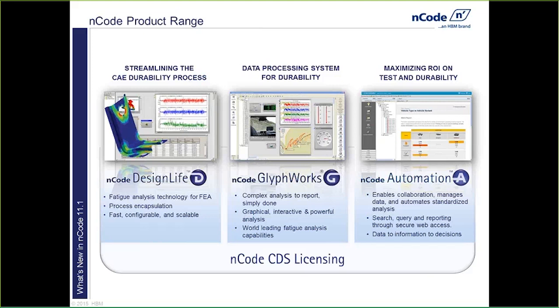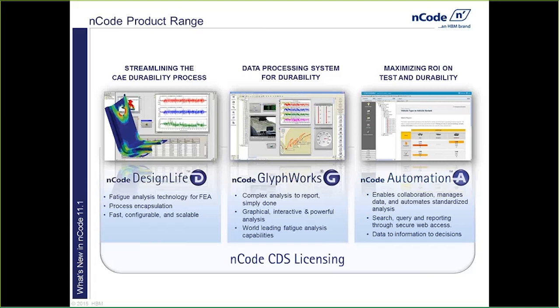In the center you see nCode GlyphWorks. This is more based on test data, so where you've got measured things like strain gauges, GPS data, CAN bus data, where you're measuring that from some vehicle or some application, and then we're doing analysis based on that. That's not only in the fatigue area, but also in terms of NVH measurements, frequency, and generalized analysis of that data.